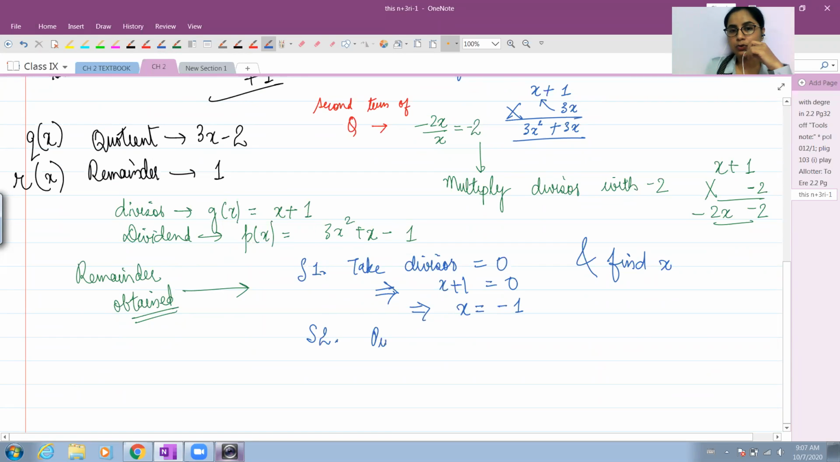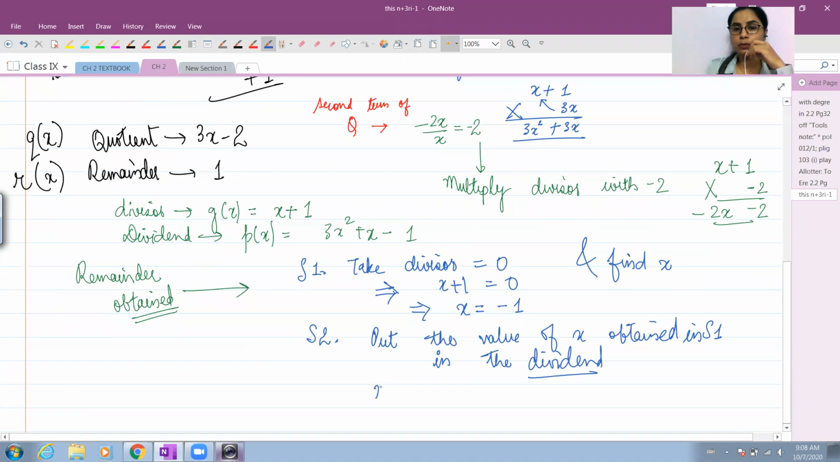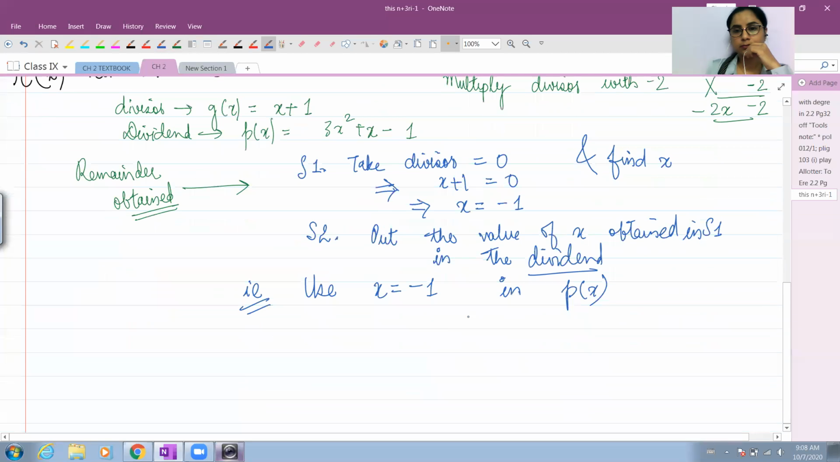The second step is to put the value of x obtained in step 1 in the dividend. So we will be using x equals to minus 1 in p(x). So this would mean p of minus 1. The representation changes when you replace your variable: 3 into minus 1 square plus minus 1 minus 1.